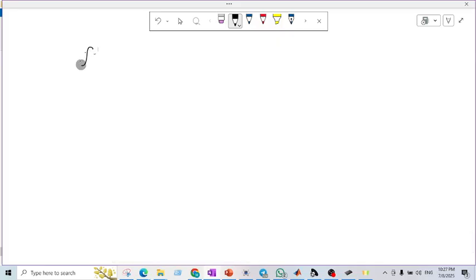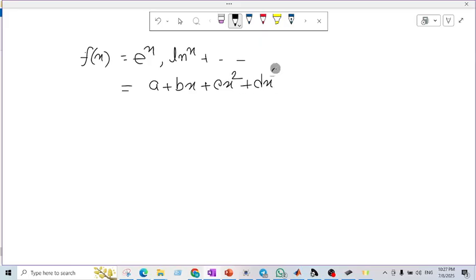So let's say you have a function f of x, and this function may be e to the power x, or it may be ln x, or anything. Okay, so in this video I want to express this f of x as this kind of simple polynomial: a plus bx plus cx square plus dx cube and so on. It's an infinite series. So we want to express this f of x like this, and to do this you have to find the value of these coefficients.